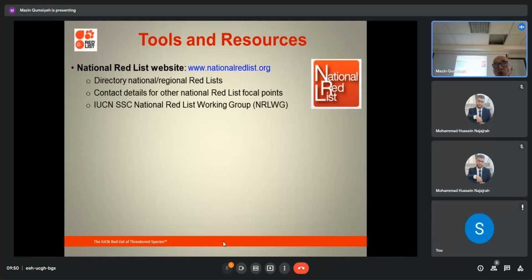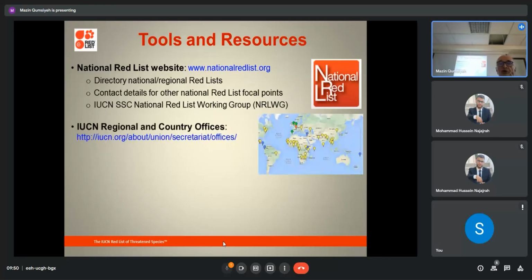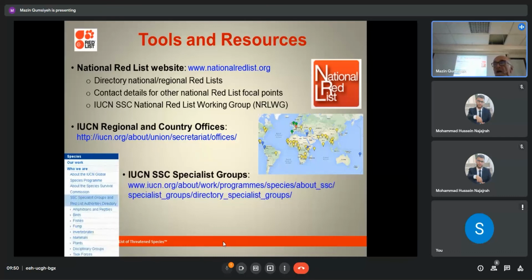There are many tools and resources available on the IUCN Red List portal for national red lists and also for global red lists. You can also get advice from your regional office for your country. It's based in Amman, and you can also be a member of a specialist group.